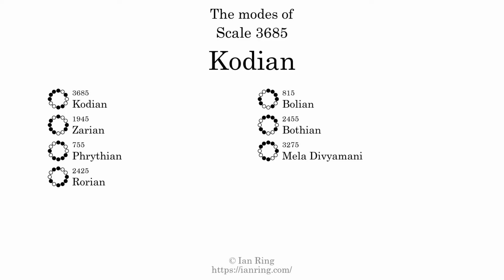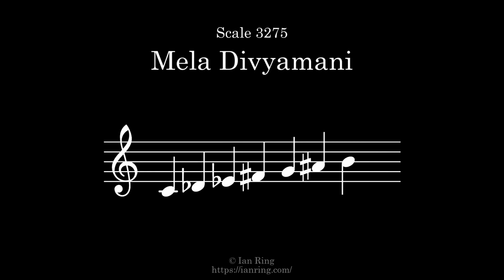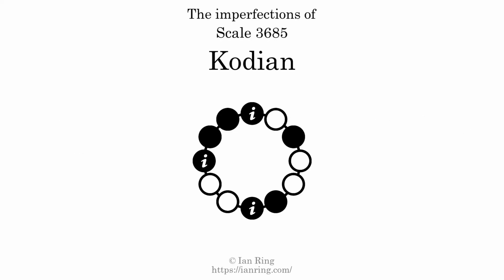The seventh and last mode is scale 3275, also known as Melodiviamini. It sounds like this. Imperfections are tones that have no tone a perfect fifth interval above them. This scale has 3 imperfections. They are at positions here, here, and here.